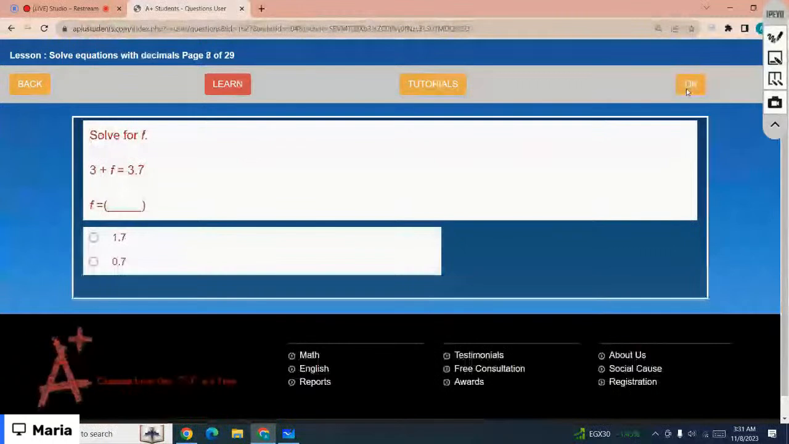F plus 3 equals 3.7. So which is the correct option? You have to isolate the variable f, right? Move 3 to the other side, so that would be subtracted. So 3.7 minus 3 equals, that is 0.7.